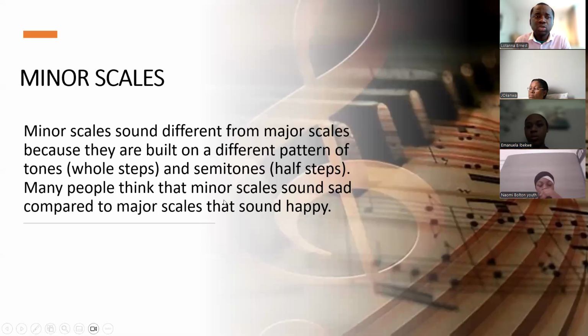Now, to start with, what are minor scales? When we talk about minor scales, they are quite different from major scales. At least you know what major scales are. Major scales: tone, tone, semitone, tone, tone, tone, semitone. So the major scale is formed on that intervallic pattern. But the minor scale is different. It also has its own pattern. The way tones and semitones are arranged in it is different, and you will understand why in a bit.